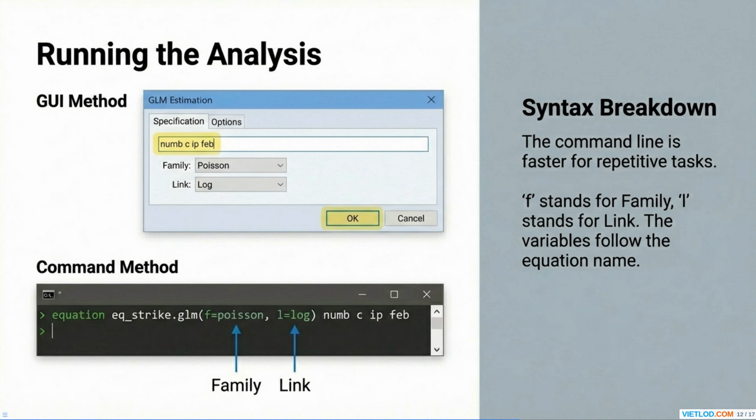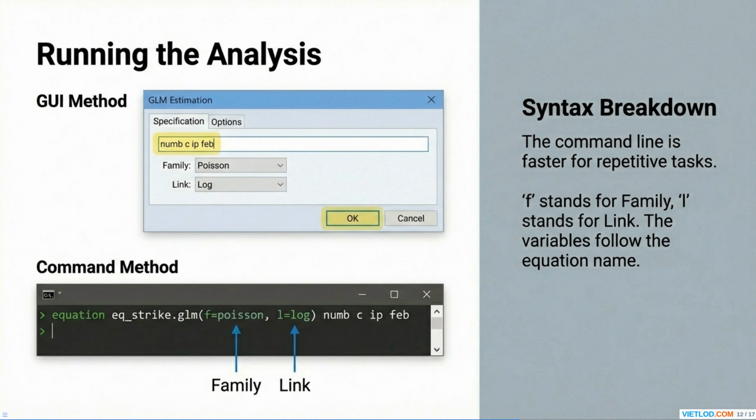To execute our GLM in EViews, we have two primary approaches. The graphical user interface, or GUI, method involves filling out the estimation dialog box, as we previously discussed, selecting the Poisson family and log link for our num c IP Feb equation, and then clicking OK. This is a very intuitive approach, especially for those new to EViews.